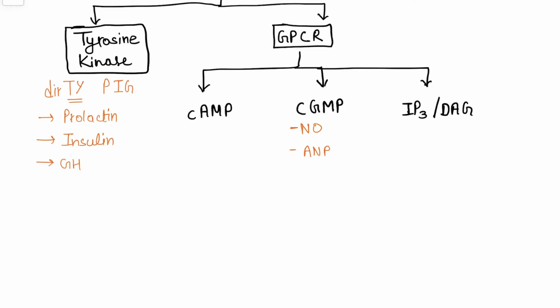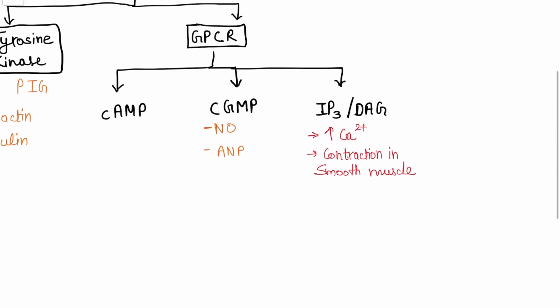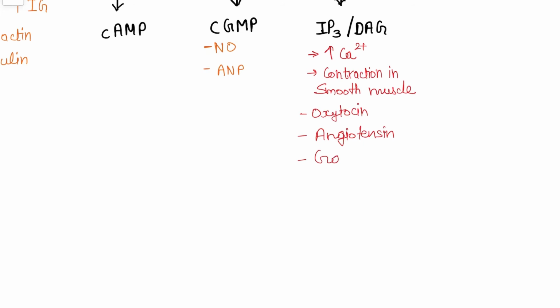Now let's talk about IP3-DAG. IP3 is associated with increasing calcium inside the cell. We know calcium is responsible for contraction in smooth muscles. So now you can apply logic where we need smooth muscle contractions. One is oxytocin for uterine contractions, then angiotensin for vessel contractions, then gastrin, then cholecystokinin, then vasopressin. All hormones which do contractions are in the group of IP3 and DAG.